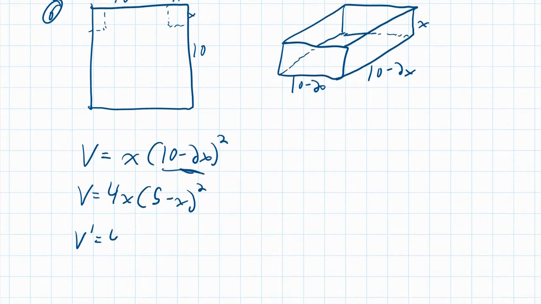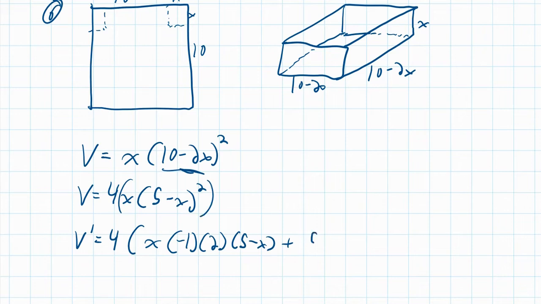V prime is going to be 4 times the product rule. So first times derivative of the second, which is the derivative of the inner, a negative 1. Then a 2 times a 5 minus x to the first power, plus then second times derivative of the first. Remember, I kind of grouped those off. So second times derivative of the first is just another 5 minus x quantity squared.